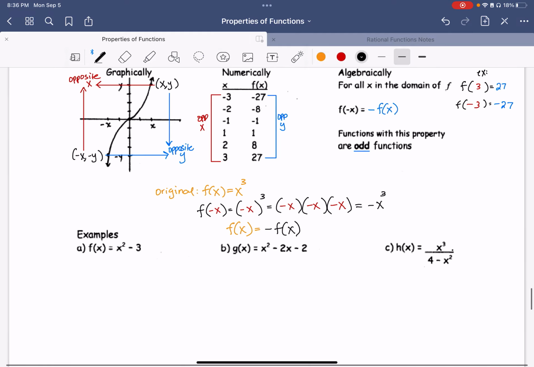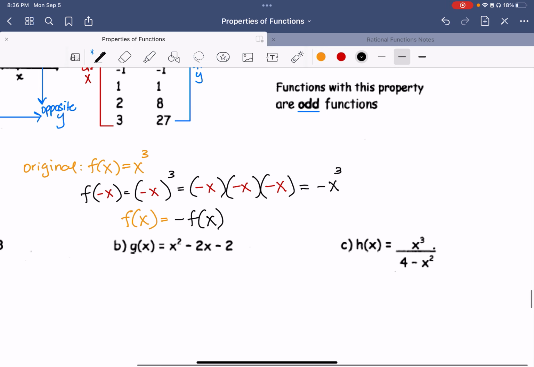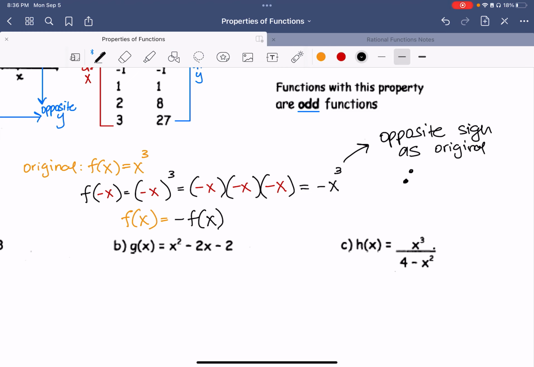So I'm going to say that this one was the opposite of the original. By opposite, I mean the opposite sign. We started with positive, we ended up with negative. So it's the opposite sign as the original. Therefore, it's odd.